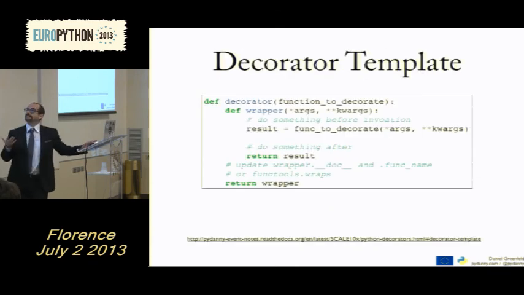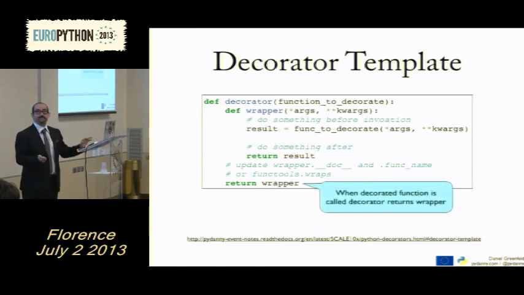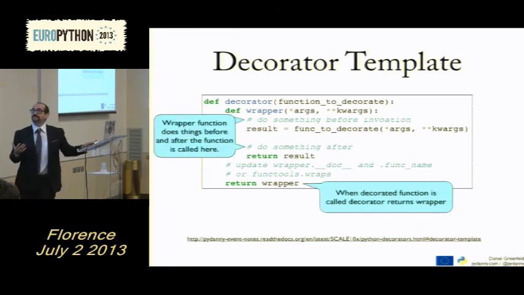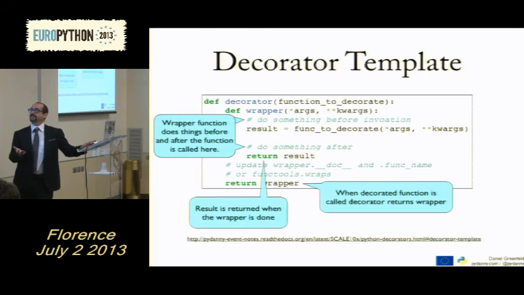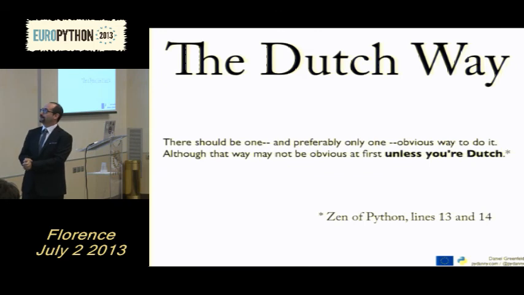And this is a decorator template. Matthew Harrison, a good friend of mine, guided me through really getting it down a few years ago. The way it works with decorators is the decorator function returns a wrapper, and the wrapper function does things before and after the function is called here, and the result is returned when the wrapper is done. This is the Dutch way. There should be one, and preferably only one obvious way to do it, although that way may not be obvious at first unless you're Dutch.